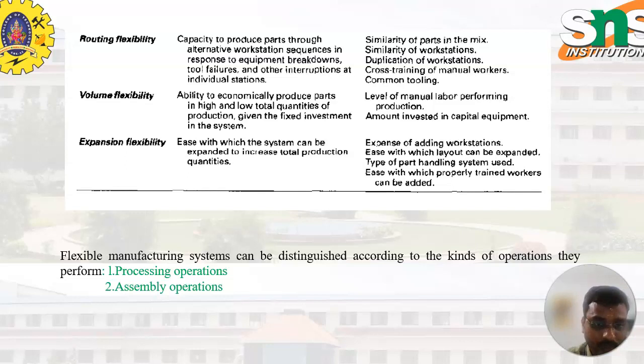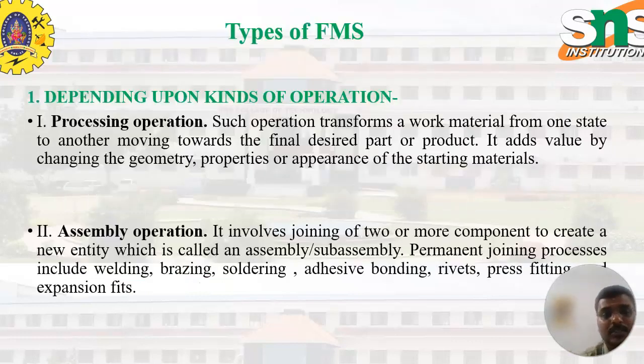Expansion flexibility is how easily the system can be expanded to increase the total production quantities. FMS can perform two kinds of operations: processing operations and assembly operations. Processing operations transform the work material from one state to another, moving towards the final desired part or product. It adds value by changing the geometry, properties, or appearance of the starting material. These are the main operations that give the shapes or properties to materials.